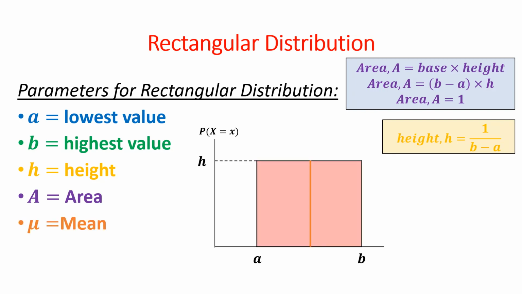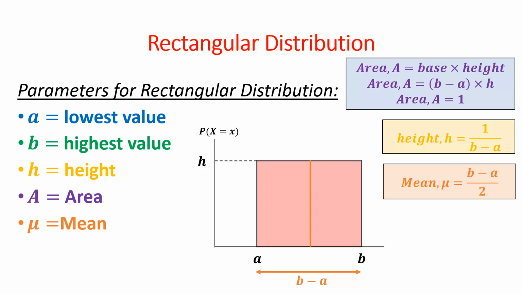Finally, we have a parameter called the mean, and the mean we know is the average, and it's just going to be equal to B minus A all divided by 2.